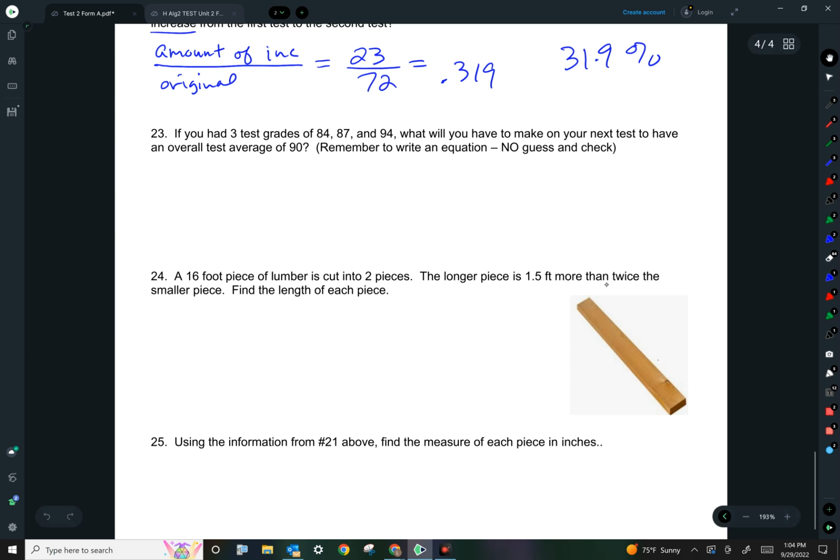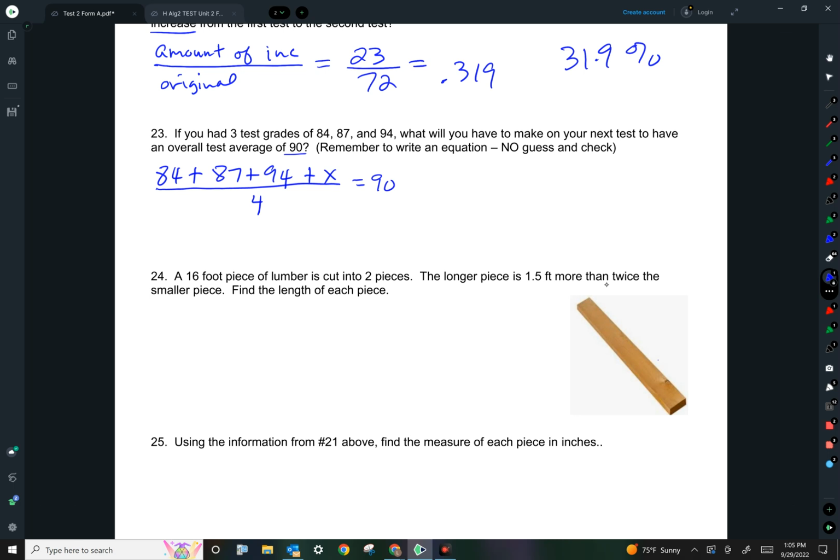If I add up all my test grades, the 84 and the 87 and the 94, and this says that what will you have to make on your next test? So we don't know what the next test is. Let's call it X. All right, if we add up all those test grades and divide by 4, that's going to give me my average. And this says we want the average to be 90. So that has to equal 90. So there's the equation. And on a test or quiz or anything like that, this is going to be the first thing I'm going to look for. Do you have an equation? That's half the credit.